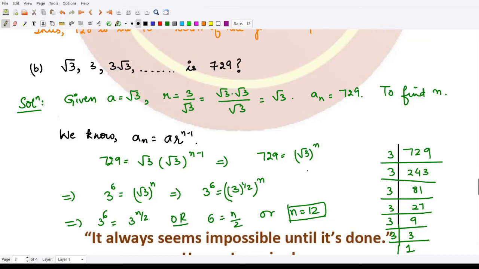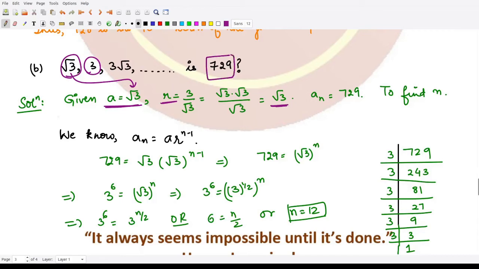Okay, so in this part B, we are given the sequence square root 3, 3, 3 square root 3 and so on. So you see here, the first term is square root 3, right? The value of common ratio is obtained when you divide the second term with the first term. So second term is 3, the first term is square root 3. You can write 3 as square root 3 into square root 3, there is no issue. So one square root 3 cancels with the square root 3 in the numerator. So we are left with square root 3. So this is the common ratio, correct? The value of a is also square root 3. The value of r is also square root 3.